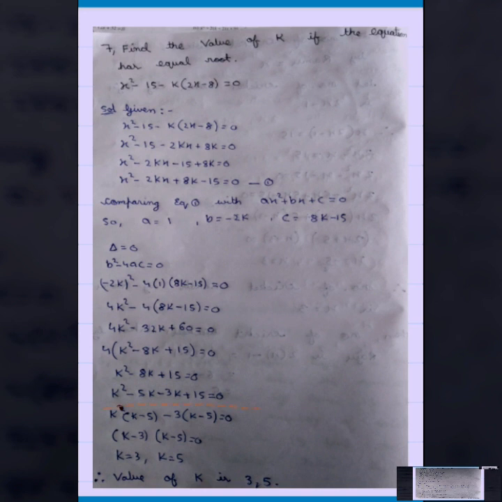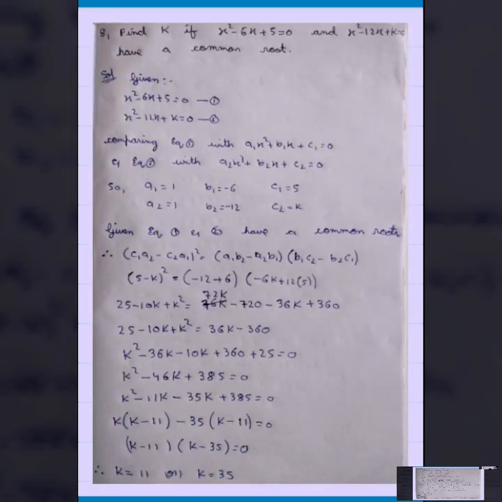So if we factorize, k square minus 5k minus 3k plus 15 equal to 0. Taking k as common, we get k into (k minus 5), and taking minus 3 as common, we get minus 3 into (k minus 5). In both we take (k minus 5) common, so we get (k minus 3) into (k minus 5) equal to 0. So we got the values of k, that is 3 and 5. So moving on to the next question.